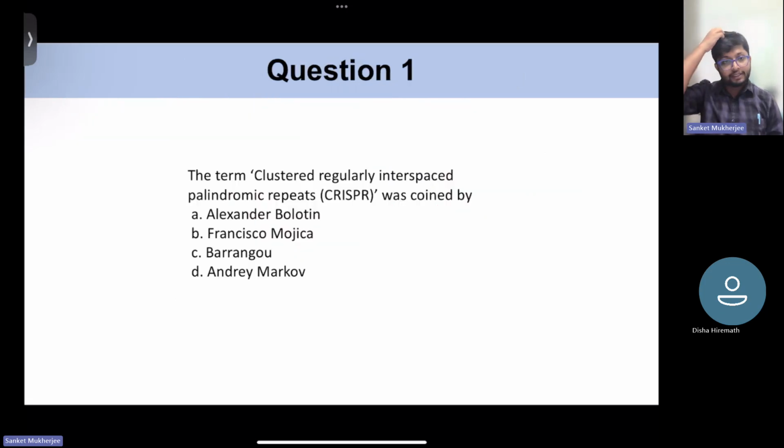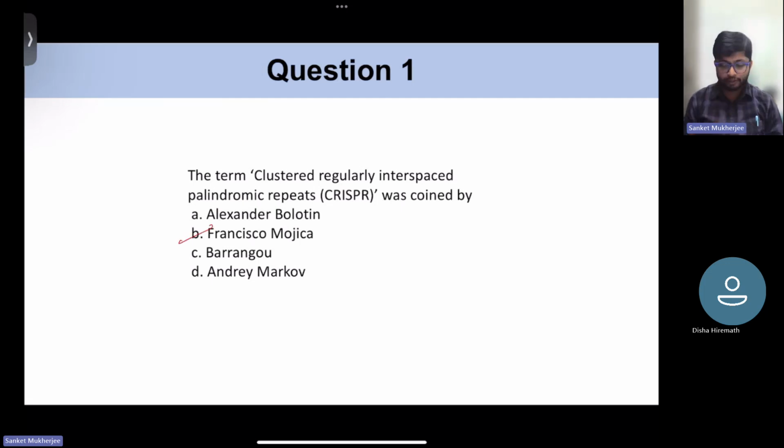So now is the interactive part of the session. Question number 1, the term clustered regularly interspaced palindromic repeats was coined by which of these 4 scientists? You may answer the question if you want. Okay, so the answer to this would be Francisco Mojica.